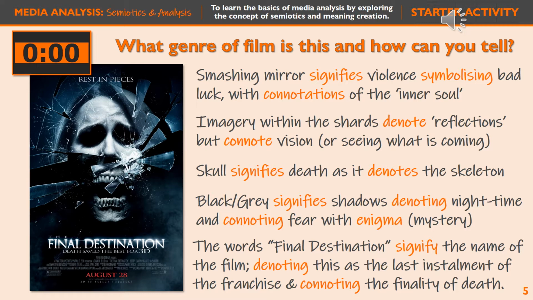There is a skull, of course, in the background, which can signify death as it denotes the skeleton. Now you may have noticed we've used some words here, connotations, denote, connote. Now these are words all to do with what things mean, and we're going to cover them later in the lesson. The black and grey colour scheme, that can signify shadows as it denotes nighttime, but also connotes fear. It has a sense of enigma, which is a type of mystery or hidden clues. Again, a lot of this terminology we're going to be covering throughout this topic.